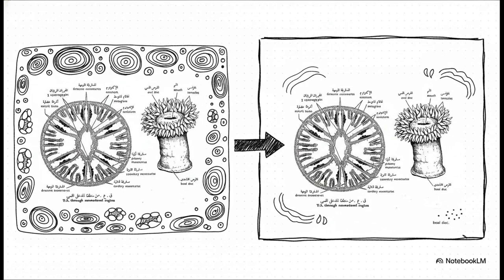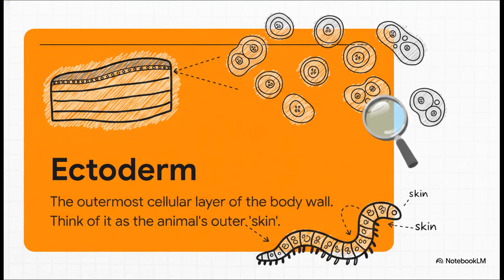So, take a look at this. We've got two different views of the sea anemone here. The drawing shows you what it looks like from the outside, with the tentacles and the mouth. But the really interesting part for us today is the diagram on the left. That's a transverse section. We often call it a TS. It's like we've taken a slice right through the middle of the animal so we can see all the internal layers.